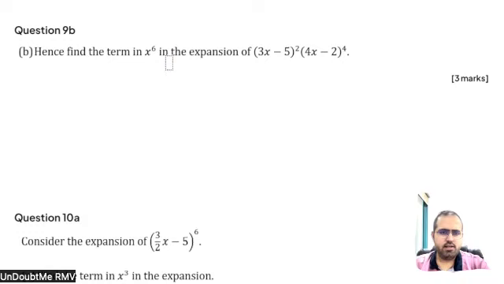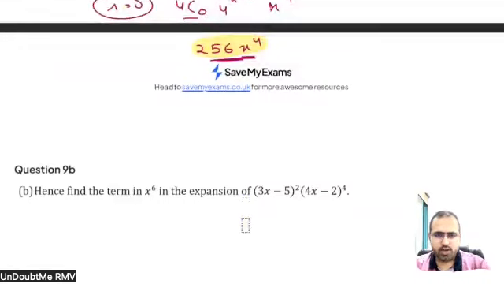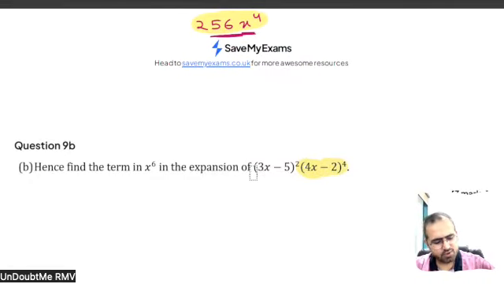Hence find the term x to the power 6 in the expansion. Sir, when they ask "hence find" in the paper, does it mean you have to continue from the previous question? Yes, absolutely. We have to continue, because the previous question was already calculated. Now we'll not do anything for the second term. We have to just focus on the first term and then multiply those to get x to the power 6.